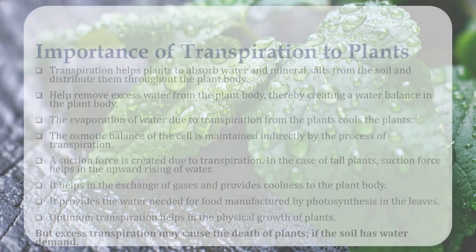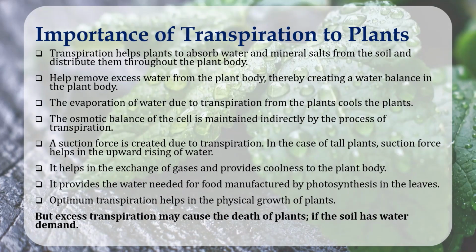Transpiration is an essential phenomenon to the plant that takes place in the plant world. Now, let us see why transpiration is important to plants. First important factor is transpiration helps the plant to absorb water and mineral salts from the soil and distribute them throughout the plant body. Another one is that it helps remove excess water from the plant body, thereby creating a water balance in the plant body.